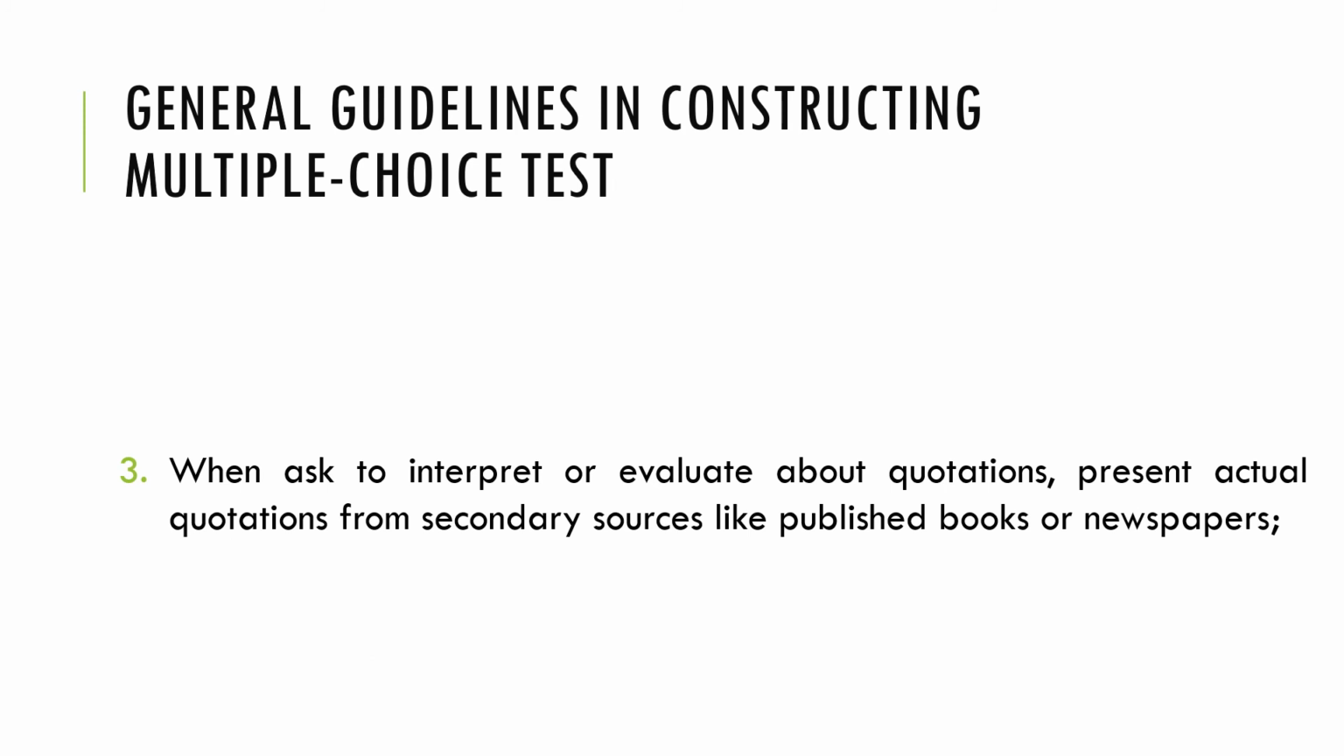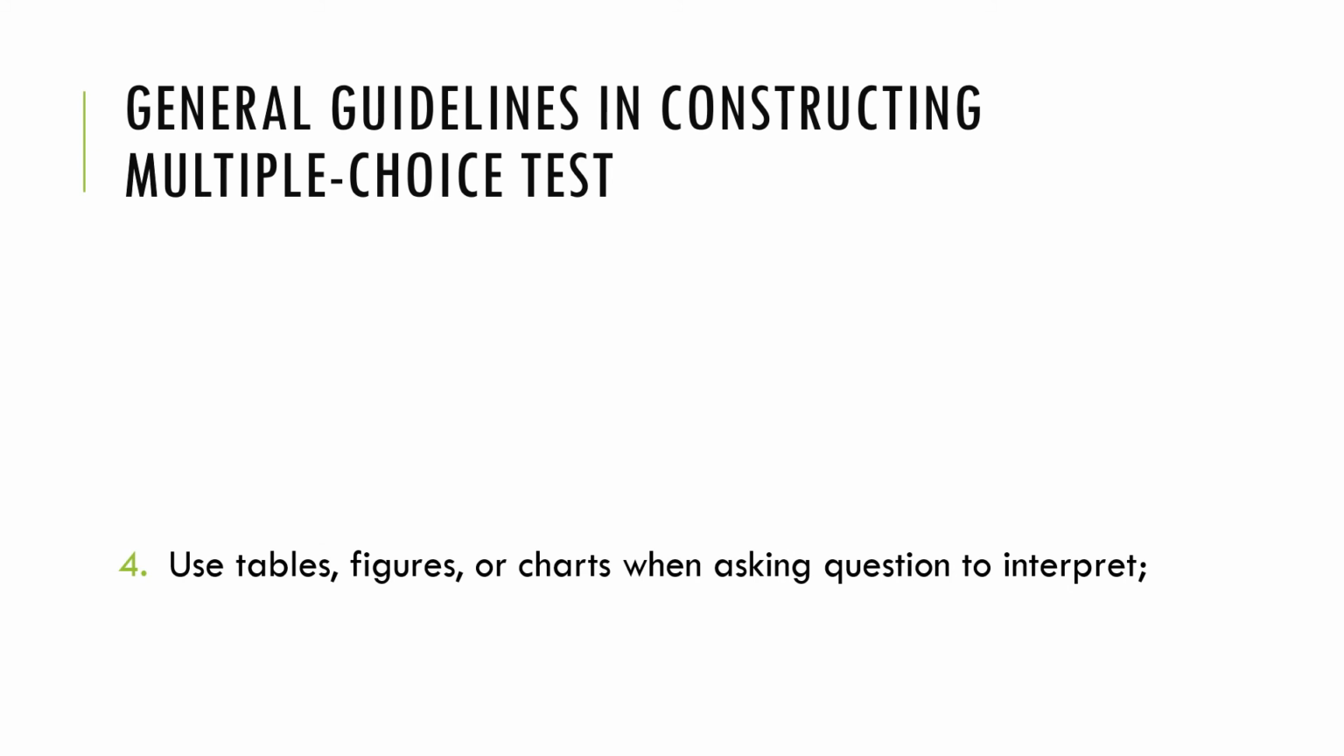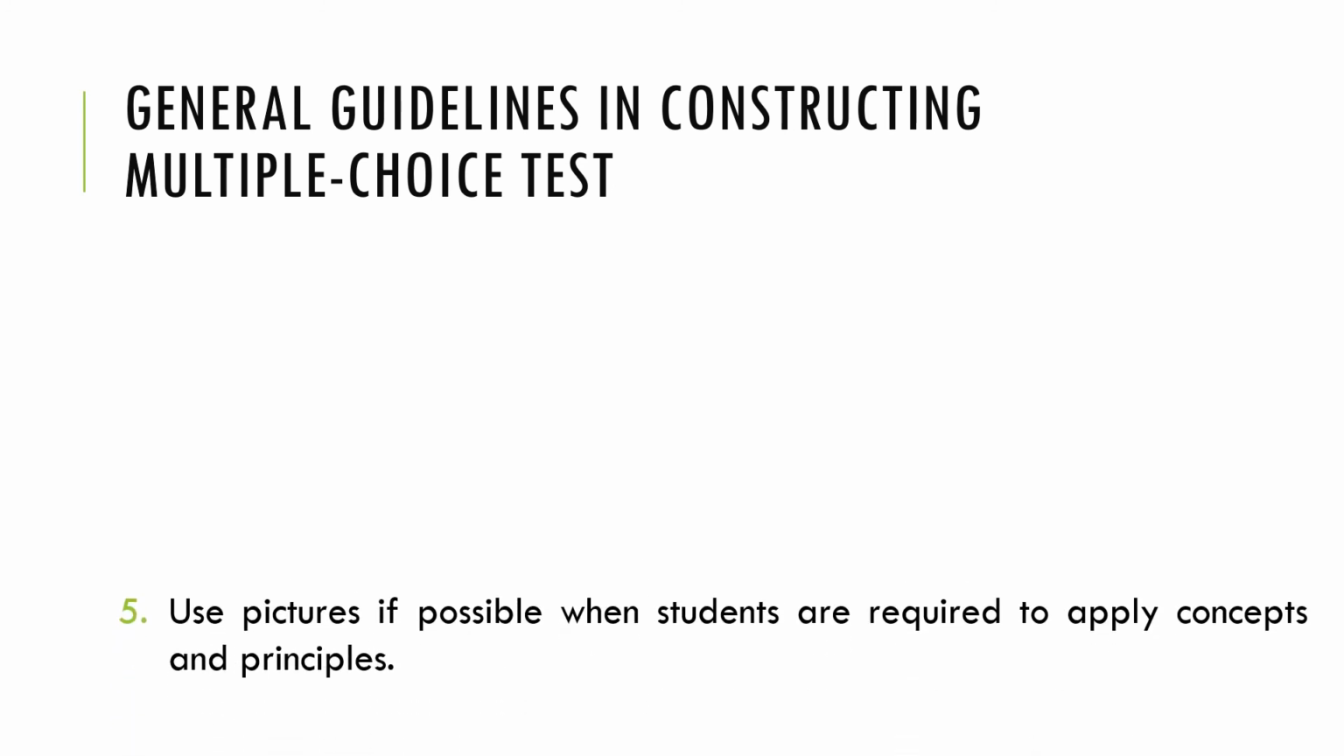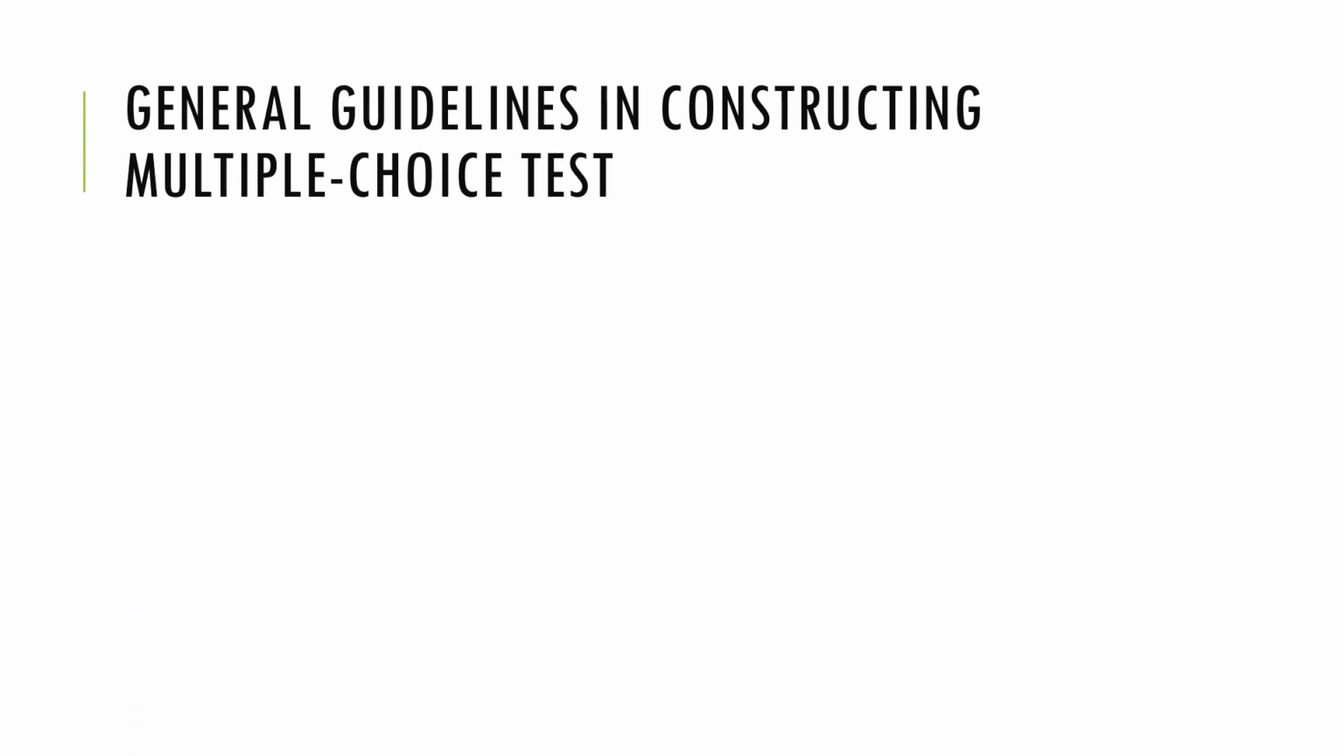Number three, when asked to interpret or evaluate about quotations, present actual quotations from secondary sources like published scholars or newspapers. This is very understandable. No? This is now the role of the teacher to quote. Number four, use tables, figures, or charts when asking questions to interpret. Yes, again. Number five, use pictures if possible when students are required to apply concepts and principles. That is really true also. Okay, so that is for MCQ, for the multiple choice test.